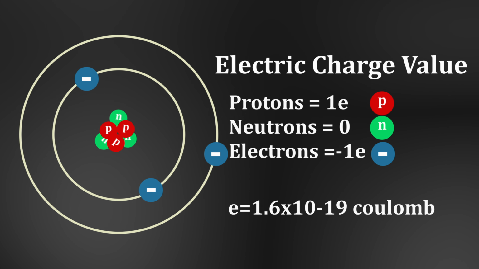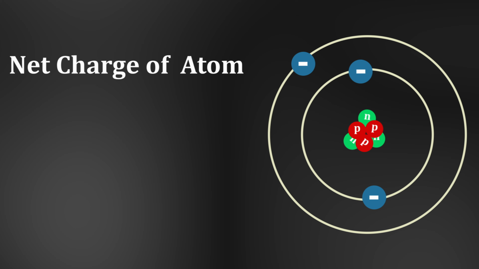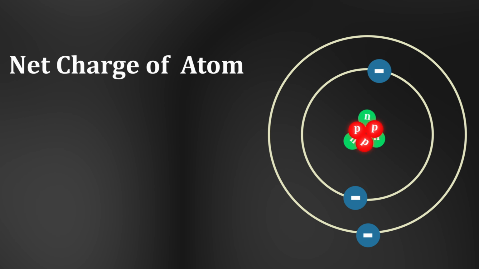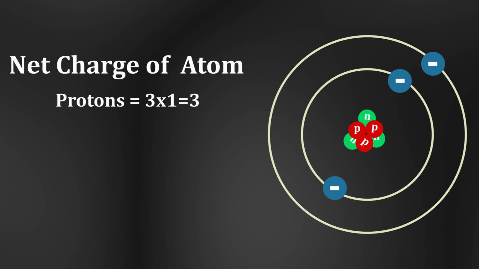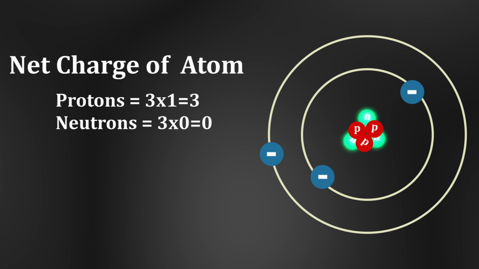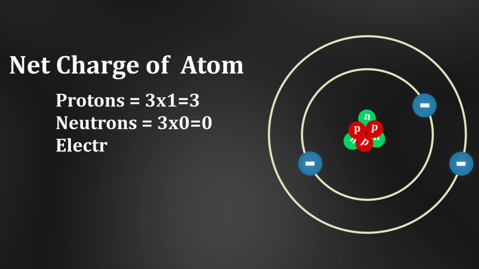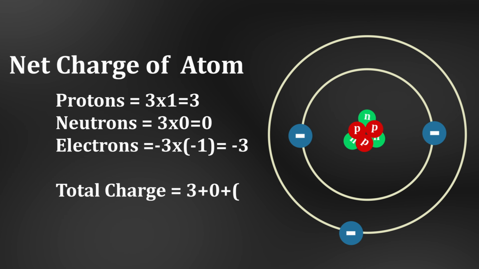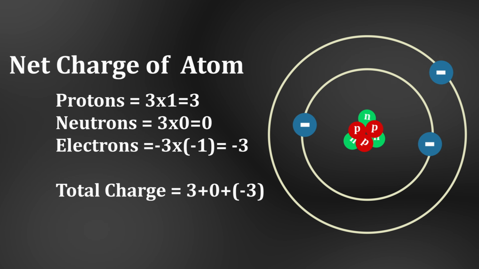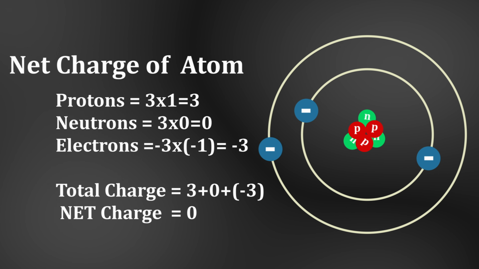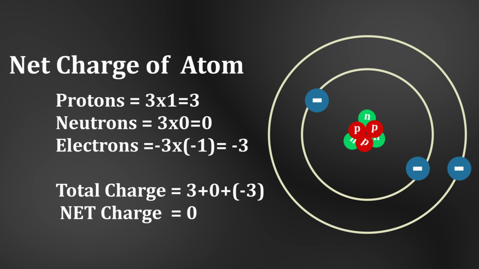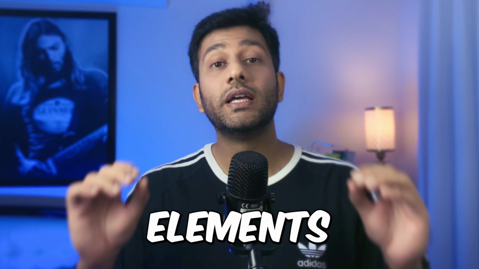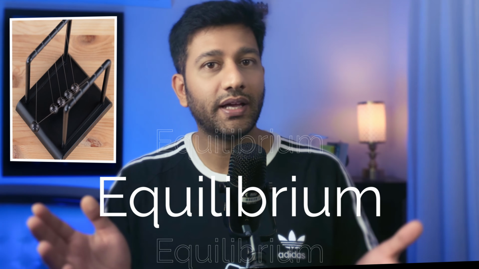Now let's try to calculate the total charge on an atom. In this atom, there are 3 protons which have a total charge of +3, followed by neutrons which individually have 0 charge. Then we have 3 electrons which accumulate to -3. So the net charge on the atom would be 3 protons plus 0 neutrons plus -3 electrons, which is equal to 0. So the net charge of an atom, which has positively charged and negatively charged elements, is 0, which is mind-blowing in a way. Nature has its own way of balancing out everything.